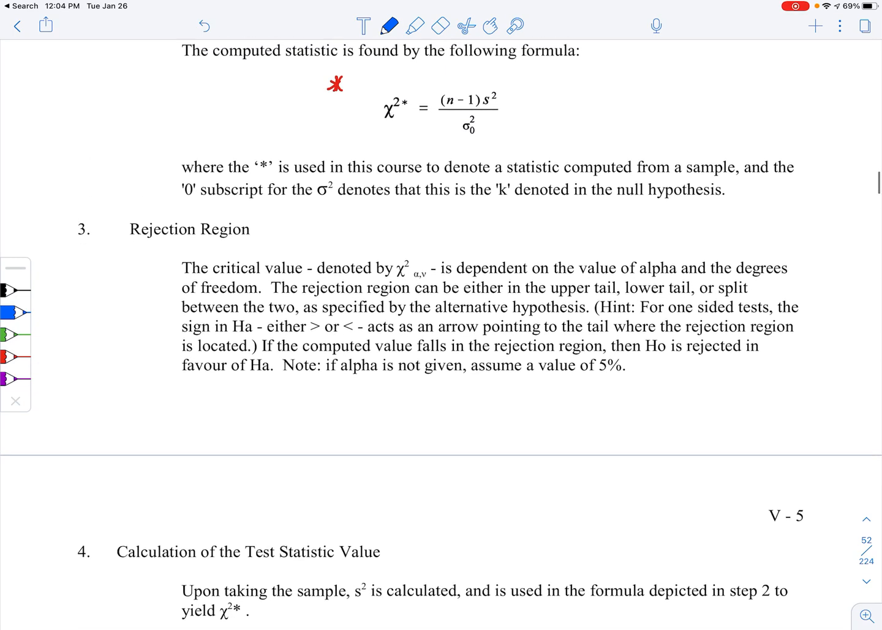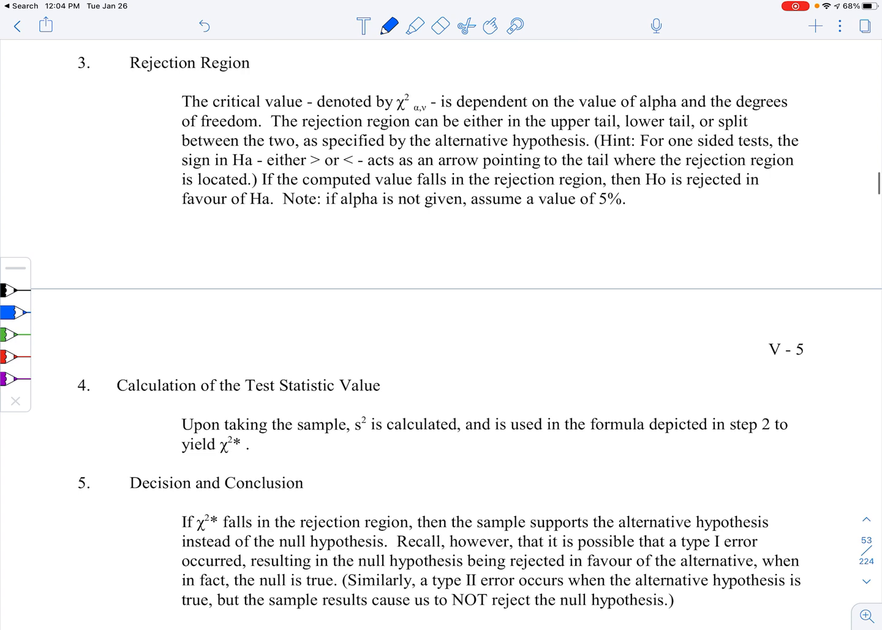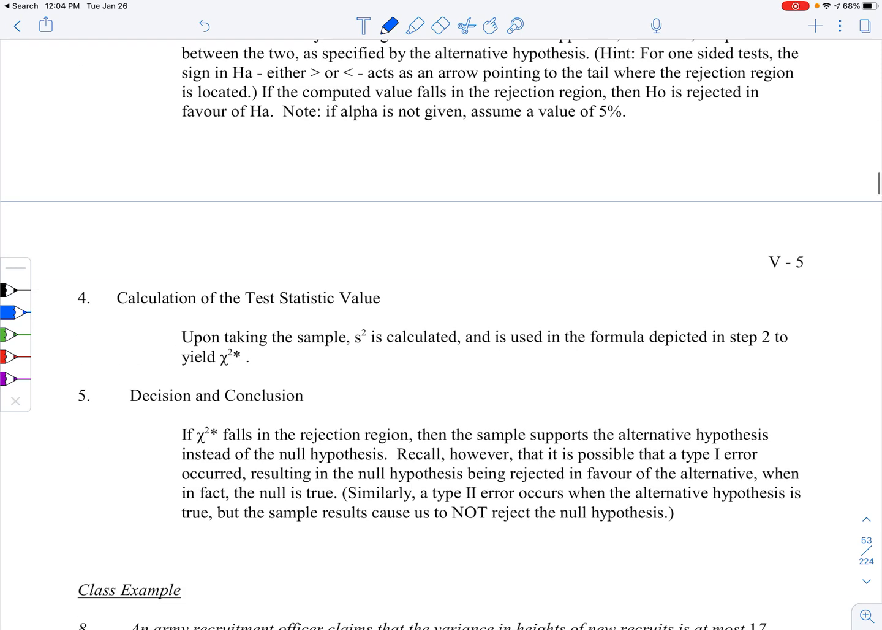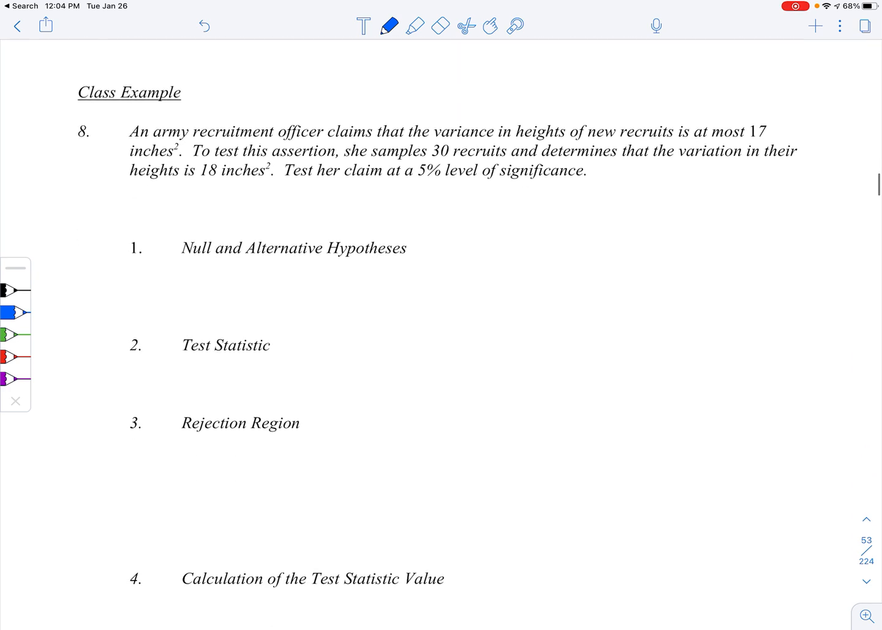And then number 4 is we calculate the chi-square star value based on the sample, just like we would do before, and then we come up with our conclusion. So what we've done here is basically in about 2 minutes gone through how you do a hypothesis test. Let's do it. So we're going to do a class example here.